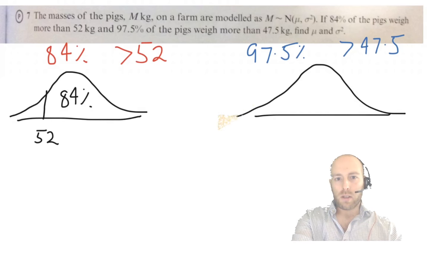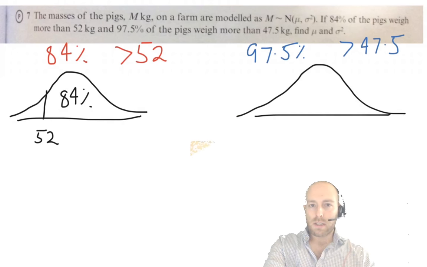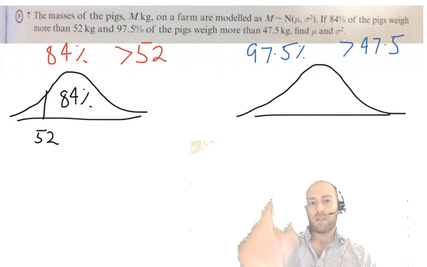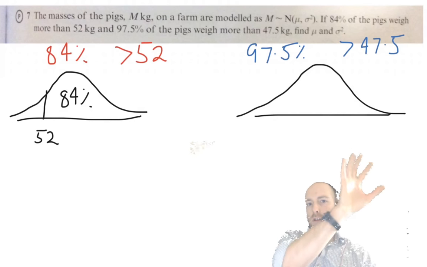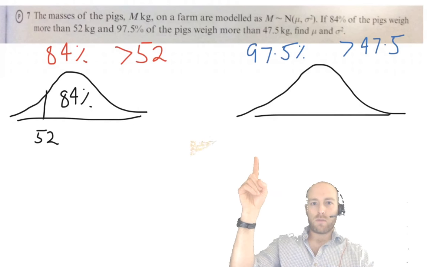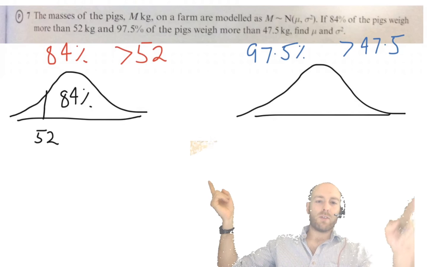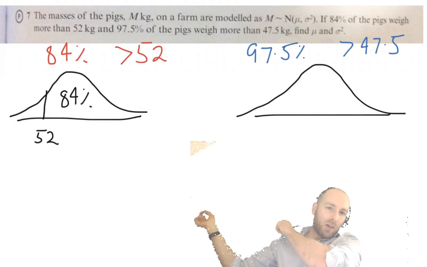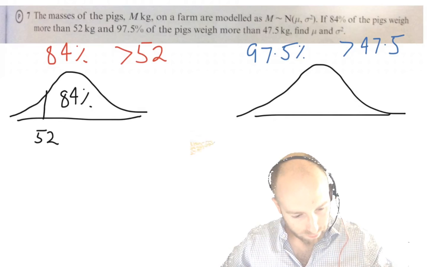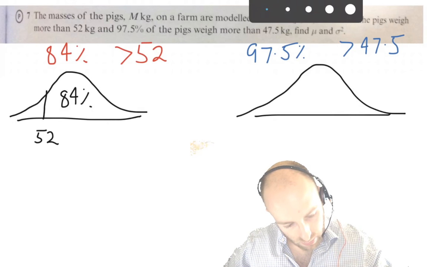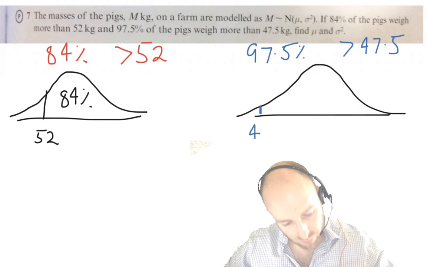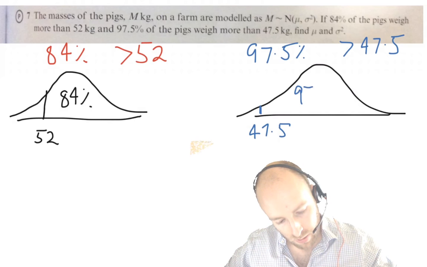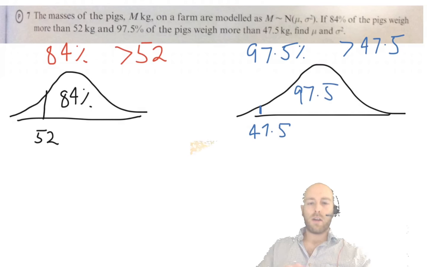Okay, for the other one then, we've now got 97.5% is greater than 47.5. So again, it's going to have the same idea. More of the data is going to be to the right, even more. So our 47.5 is going to be even further below, which kind of makes sense because if this one, 52, is over there, 47 must be even further that way. So 47.5 and 97.5% of the data there.